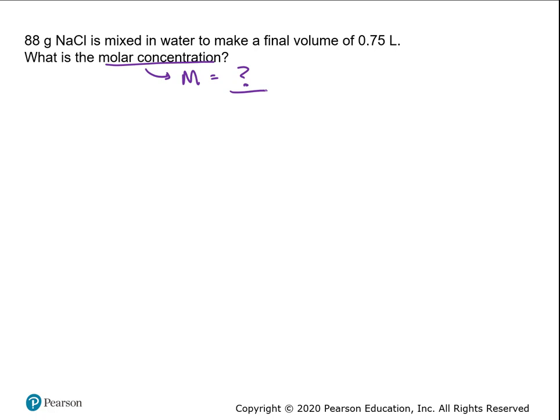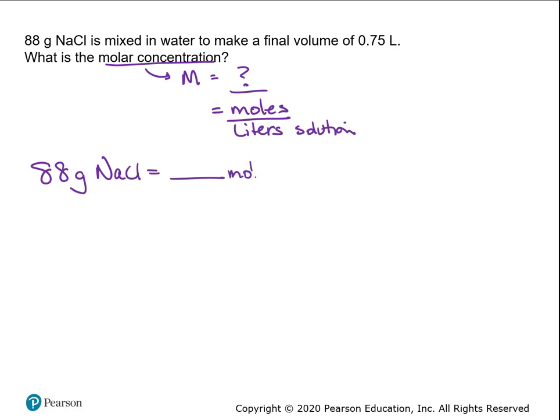So if I want to know the molar concentration, I've got to put moles divided by liters of the solution. That's what big M means. Capital M means moles per liter of solution. So I've got to figure out how many moles, and then I've got to figure out the volume in liters, and I just divide them. So I know 88 grams of NaCl. I need to know how many moles this is.